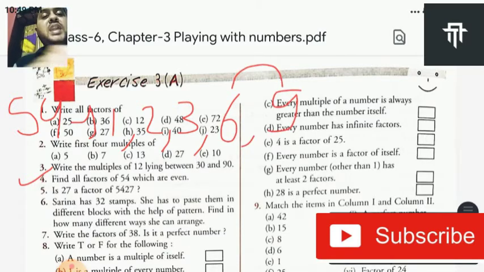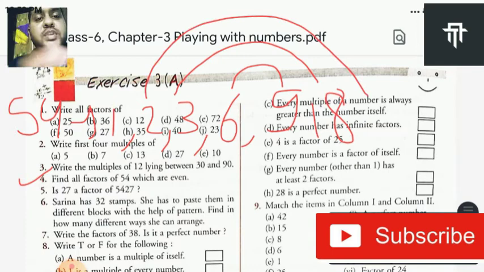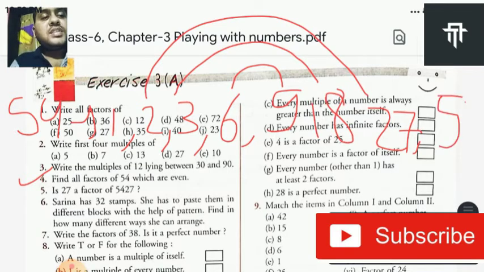Now we get a factor pair. So if we get the factor pair, then we can easily move on to the next number. So next number is 3. So 9 into 6 is 54. So 3 into what? 18 into 3 is also 54. Then for 2, which one is the pair? 27 into 2 is 54. And then for 1, it is itself 54.